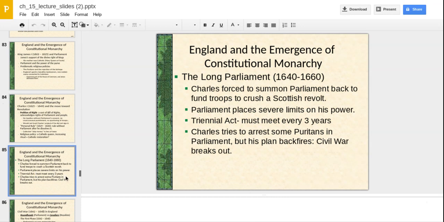We get something called the Long Parliament. Charles forced to summon Parliament back to fund troops to crush a Scottish revolt. The Scots were giving him problems. He needs money. So now he has finally, after such a long time, Parliament back.